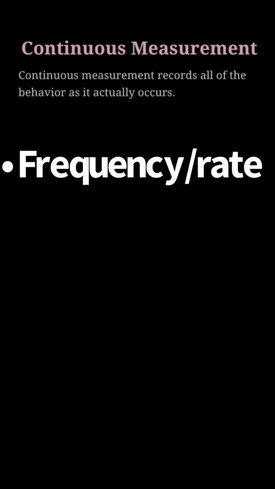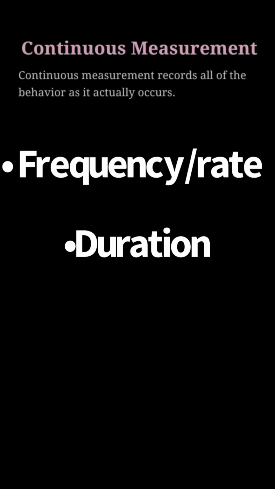Continuous measurement records all of the behavior as it actually occurs. Recording behavior during an observation is accomplished with data collecting, including frequency, rate, duration, percentage, and latency. Continuous measurement is most often used when working with a learner one-on-one. Why? Because it gives the most accurate measurements for determining if the behavior of an autistic learner is improving, staying the same, or getting worse. Let's start this session over.